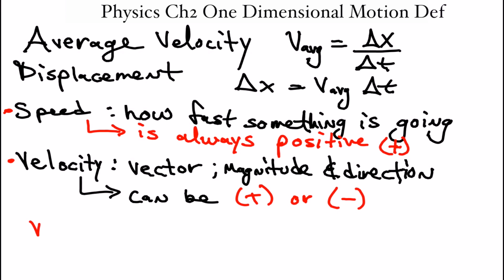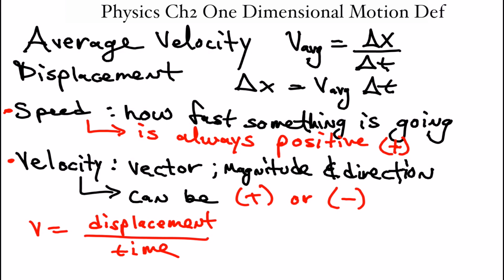So the formula for velocity will be displacement over time. And the formula for speed is distance over time. So we'll clear the page and go to the next part.